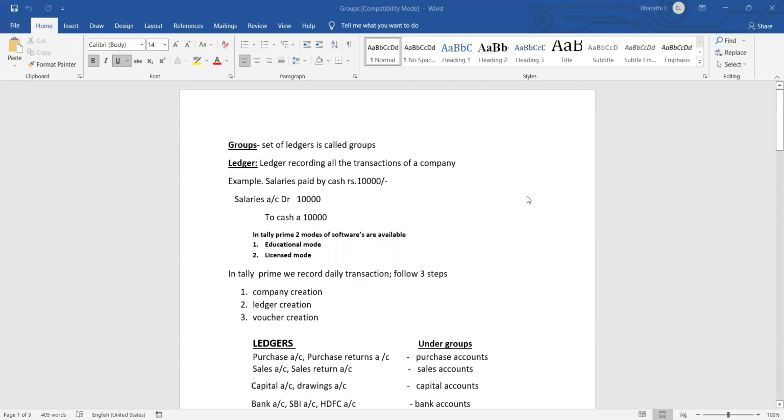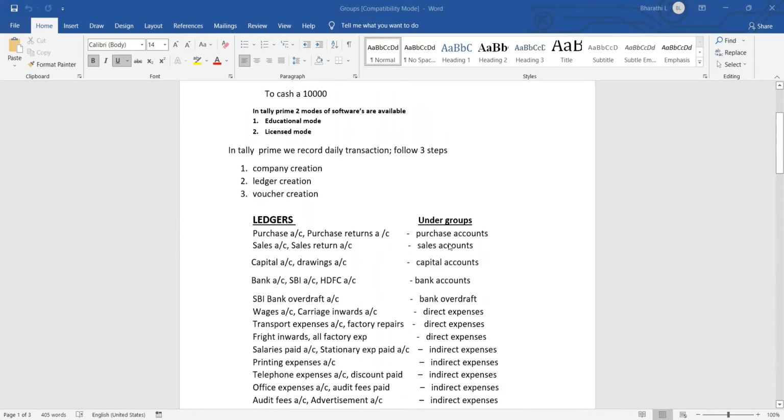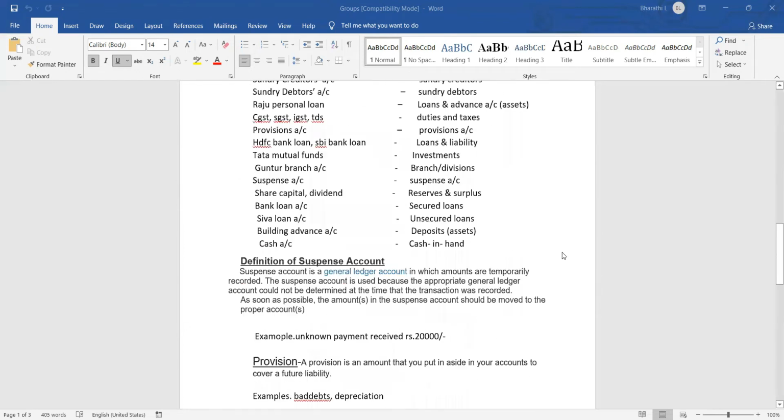Next, I told you a group means a set of ledgers. For example, purchase and purchase returns, both ledgers come under the purchase account. This is a group; purchase is a group. Sales and sales returns, both ledgers come under the sales account. Capital and drawings come under the capital account. Bank accounts, SBI Bank, HDFC Bank, all come under the bank account. Sets of ledgers like this are called groups. So I think you understood.